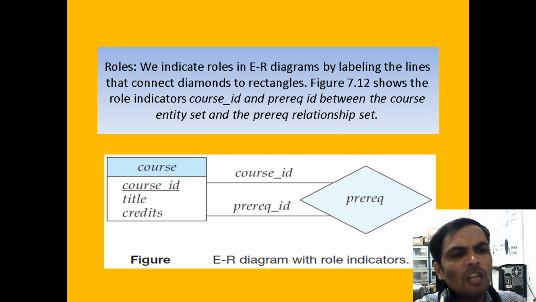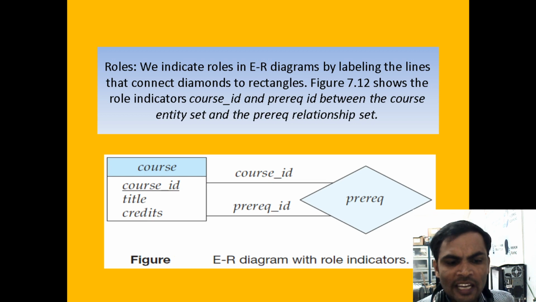Now what are the roles under the ER diagram? If you want to indicate a role in an ER diagram, we label the line that connects the diamond to the rectangle. We should give a labeling name when connecting the entity to the relationship. With the help of the labeling name only can we understand the role of the entity in the relationship.